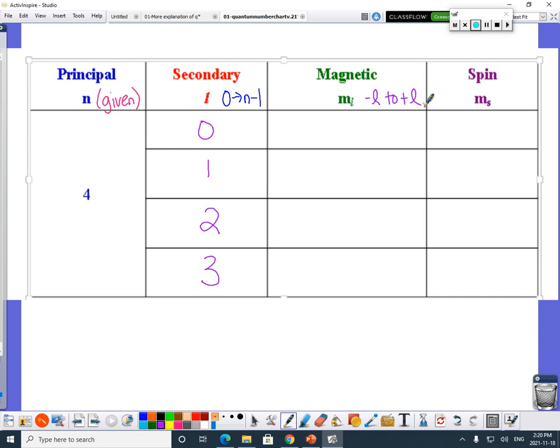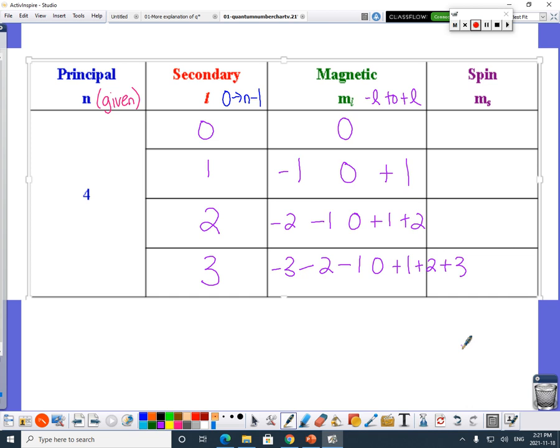Is there positive or negative 0? No. So all we have is 0, okay? My L value is 1: negative 1, 0, plus 1. My L value is 2: negative 2, negative 1, 0, plus 1, plus 2. My L value is 3: negative 3, negative 2, negative 1, 0, plus 1, plus 2, plus 3. My range is too long, but that's okay.